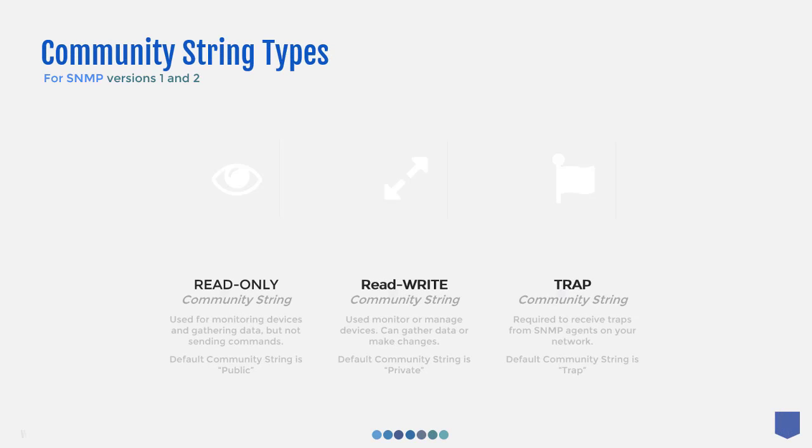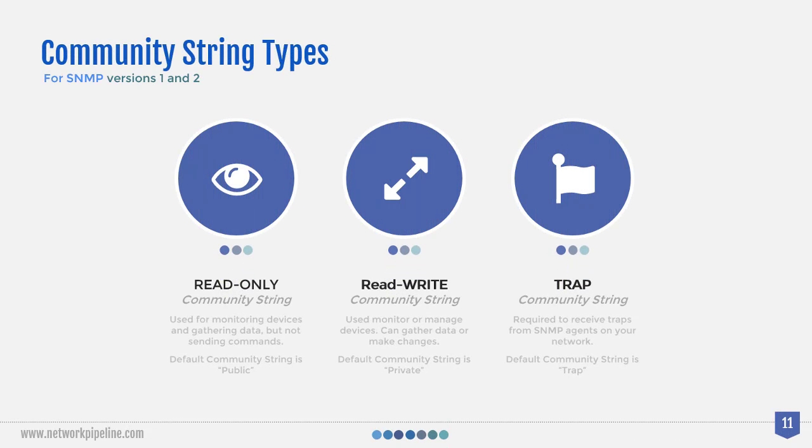There are 3 different community string types: read-only, read-write, and trap. The read-only community string allows a monitoring program to pull information from the device, but not make any changes. The default community string there, again, is public. There's also a read-write community string, which is used to pull data as well as issue commands and make changes to the device's configuration. The default community string for the read-write community is private.